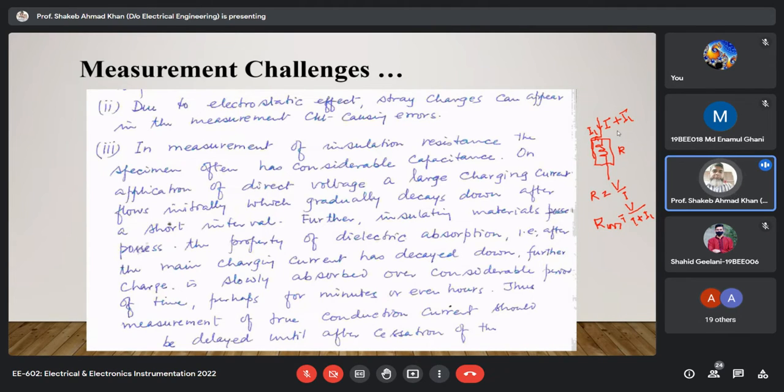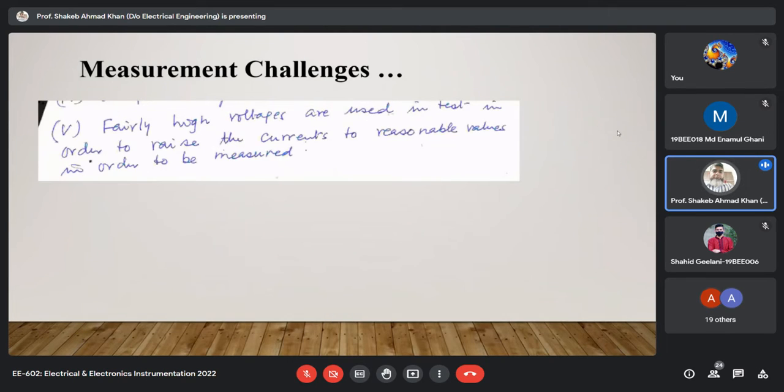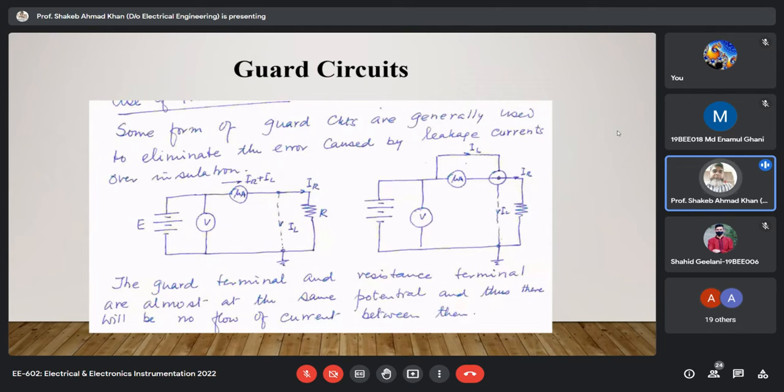So a guard circuit is used to divert the leakage current, not to stop it, but to divert it. So we'll discuss this. This is a guard circuit arrangement. It's not a dedicated kind of circuit. What we do is try to provide a separate path for the leakage current, so that our meter should not read it. In the guard circuit arrangement, we provide a separate path for the flow of leakage current, so that your meter should not read it.